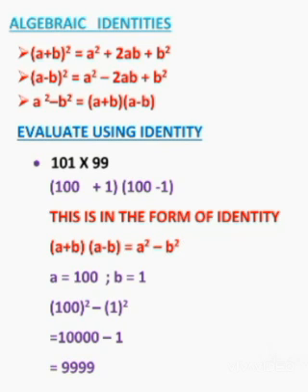Now let us consider a value as 100 and b value as 1. Now let us substitute a and b value in the identity a square minus b square. A square means 100 square, minus b square means 1 square. 100 square means 100 into 100, which is equal to 10,000, minus 1 square means 1. So it will be equal to 10,000 minus 1, which is 9,999. Okay. Now let us move on to the next sum.